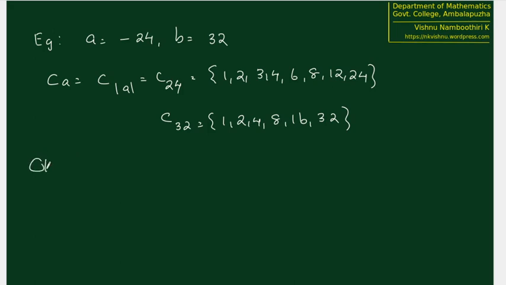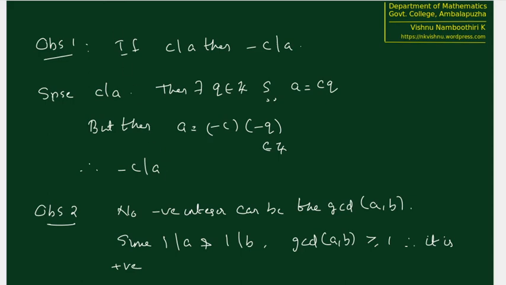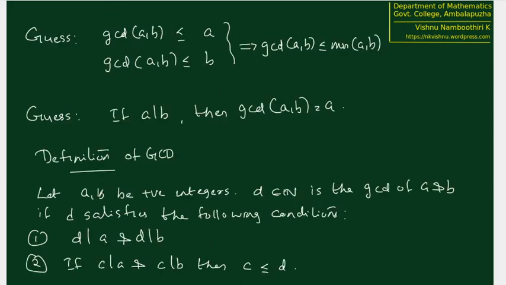So this is the observation: GCD of A, B is equal to GCD of modulus of A, modulus of B. So we don't have to worry about the sign of A and B, or we can always assume that we are going to find the GCD of modulus of A and modulus of B. That's why we wanted to especially mention here that A and B are positive integers, because if we define GCD for positive integers, automatically we are going to define it for negative integers also.